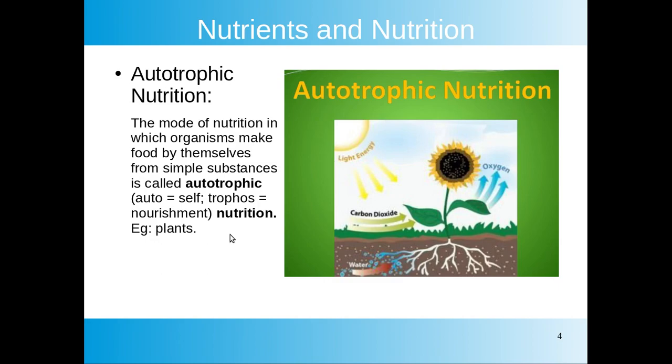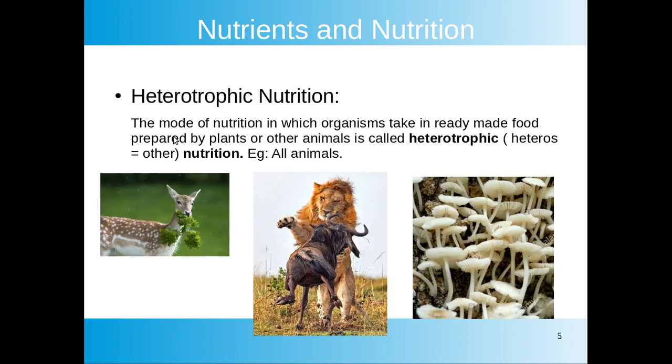Now, heterotrophic nutrition. Here, heteros means other. That means the mode of nutrition in which organisms take in ready-made food prepared by the plants or other animals is called heterotrophic. Now, not only animals, some plants also come under this group, which we will discuss later.